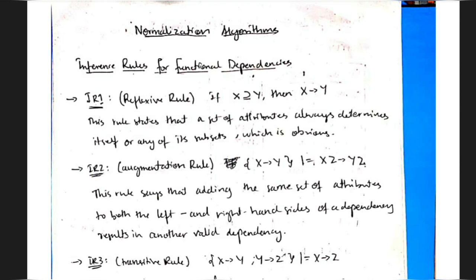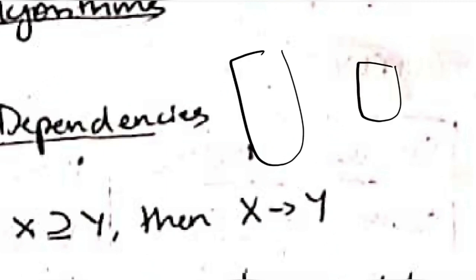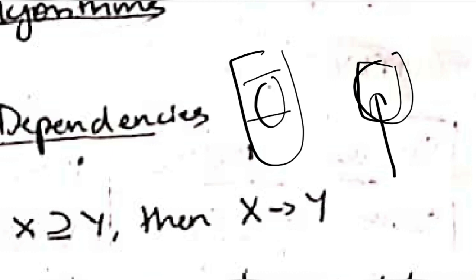There are some inference rules for the algorithms, and the first rule is the reflexive rule. It states that a set of attributes always determines itself or any of its subsets. So what does determining mean? If there is a set here and a subset here, whatever attributes are present in the subset are obviously present in the set also. So all of these attributes are determined by the main set. That is the first rule, the reflexive rule.